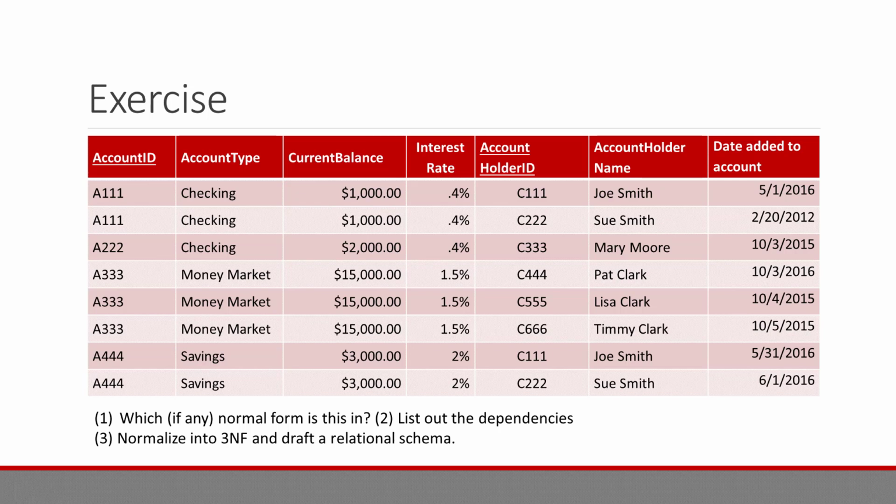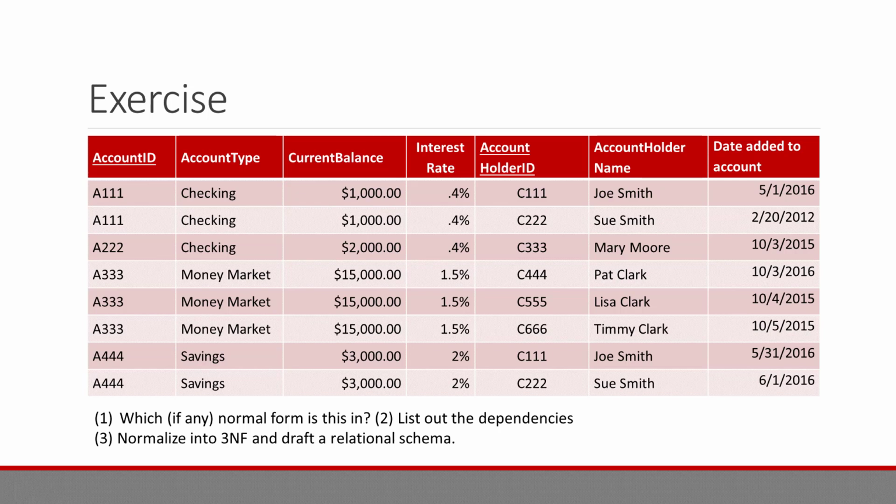Now, at the same time, remember that because neither component of the key individually determines the date added to account, that means that both components of the key jointly must, in fact, determine that. And so that is going to be a full key dependency.